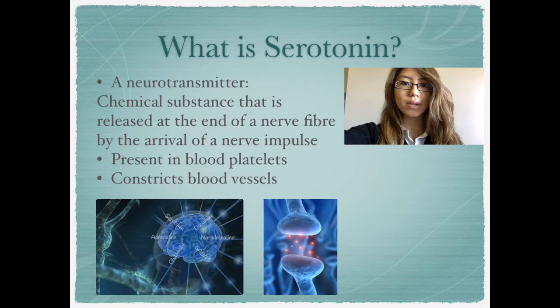A neurotransmitter is a chemical substance that is released at the end of a nerve fiber by the arrival of a nerve impulse, and by diffusing across the synapse or junction causes the transfer of the impulse to another nerve fiber, a muscle fiber, or some other structure.